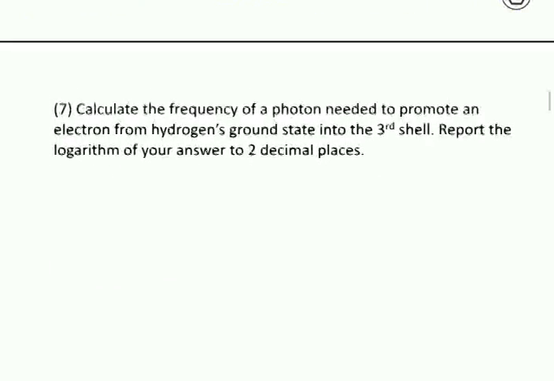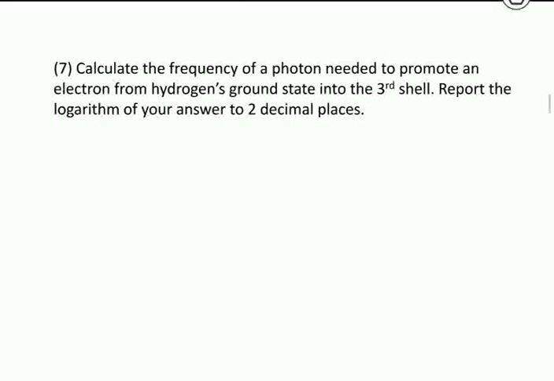All right, and then another type of problem we'll have from this section about energy quantization is calculating wavelengths, frequencies, energies associated with moving an electron between energy levels in a hydrogen atom or a related type of atom. So when we see a question like this, the frequency of a photon needed to promote an electron from hydrogen's ground state into the third shell, we immediately should think of the Bohr equation. So very often with these types of questions, you're going to use the Bohr equation, which is in terms of energy.